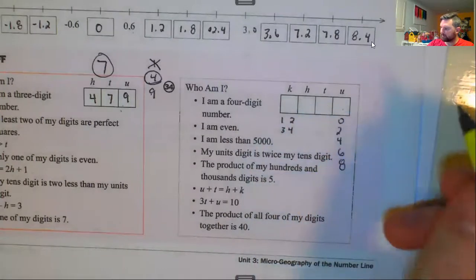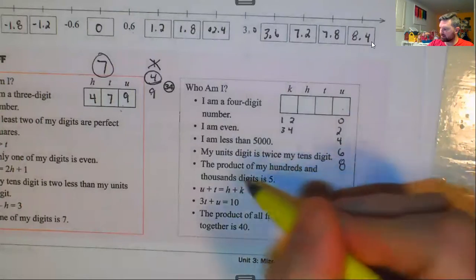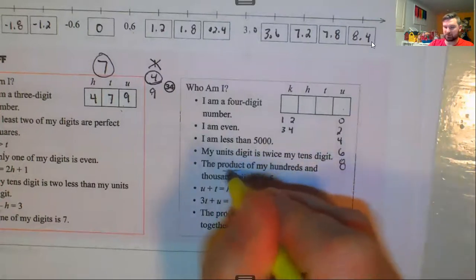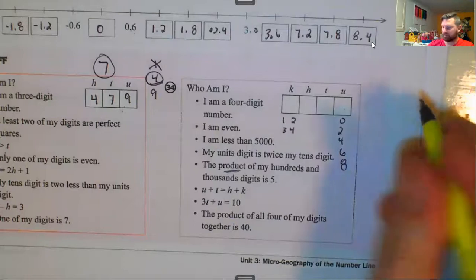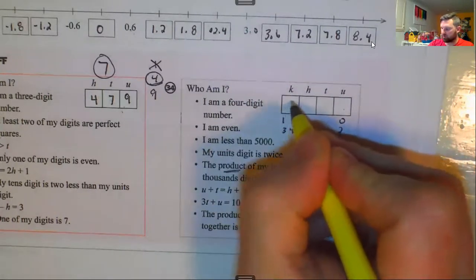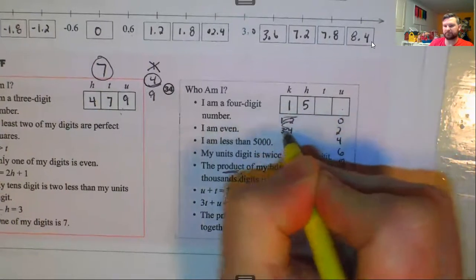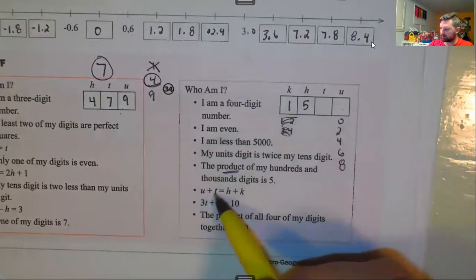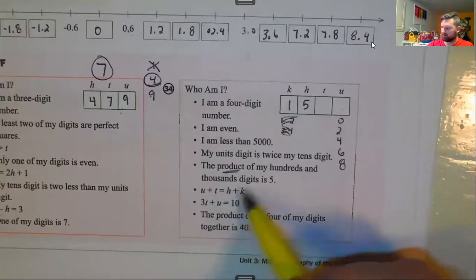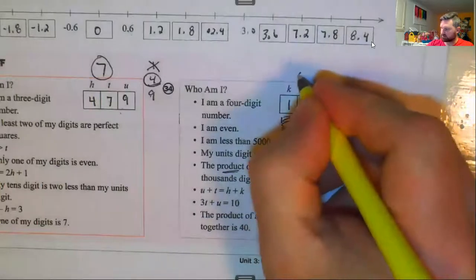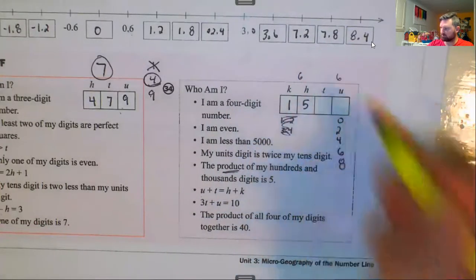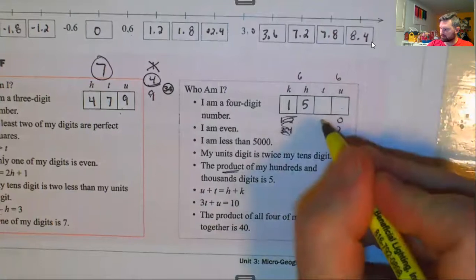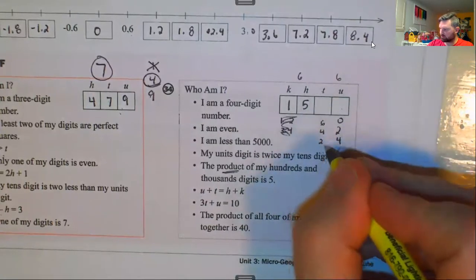The product of my hundreds and my thousands digit is 5. Well, the only way to get 5 by a product, which is multiplication, is 1 times 5. This number cannot be a 5, so it must be a 1, and this must be a 5. Okay, so that clears up those. My units plus my tens number equals my hundreds plus my thousands number. Well, 1 plus 5 is 6. So if I take this one plus this one, it must be 6. So that means that 8 cannot be a number. And then these could be 6, 4, 2, or 0.